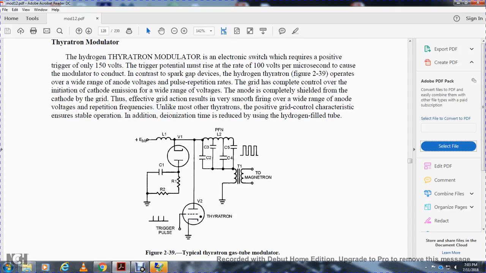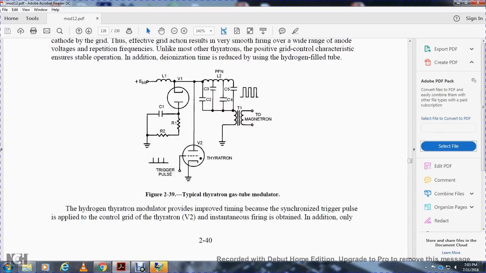All right, the thyratron modulator shows the diode, the thyratron, the trigger pulse, and the voltage bias, capacitor, resistor 1, resistor 2, diode 2, your capacitor, spark plug, transformer 1, and the magnetron.